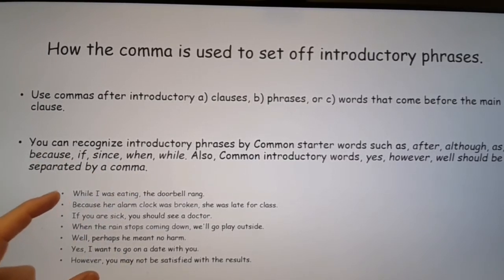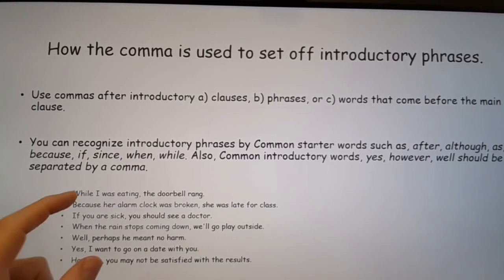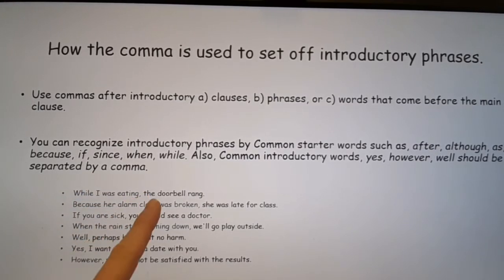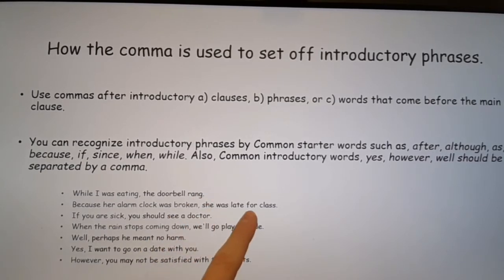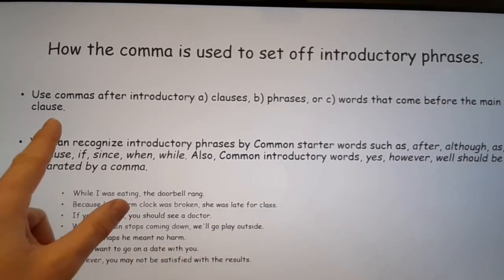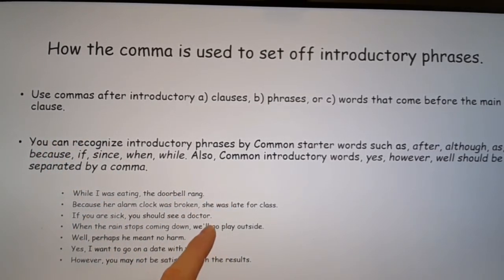So here we have some great examples. So while I was eating, comma, the doorbell rang. Because her alarm clock was broken, comma, she was late for class. So we have two different ideas, two different clauses, separated by the comma. If you are sick, you should see a doctor. And then here, later on, I want to show, however, in academic writing, because it's not always just with a comma, but I want to show you also with a semicolon a little bit later.